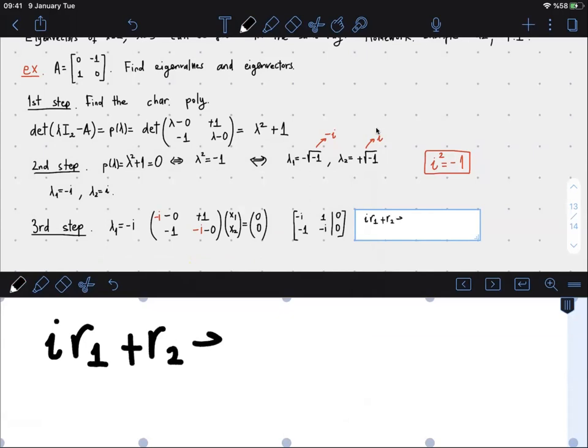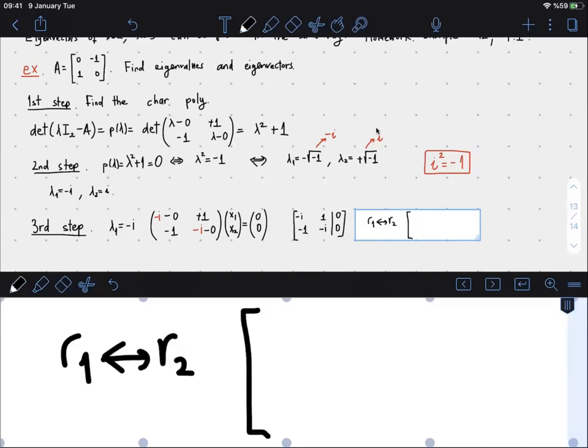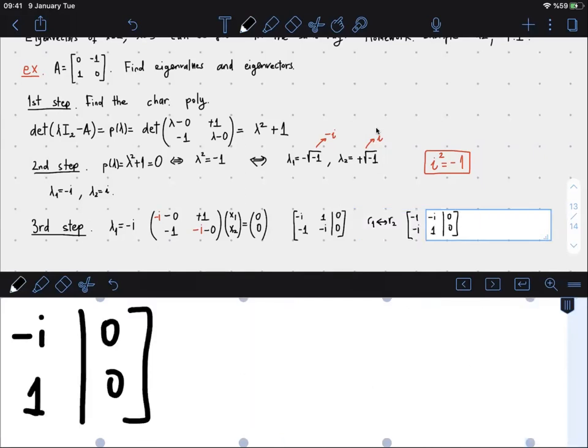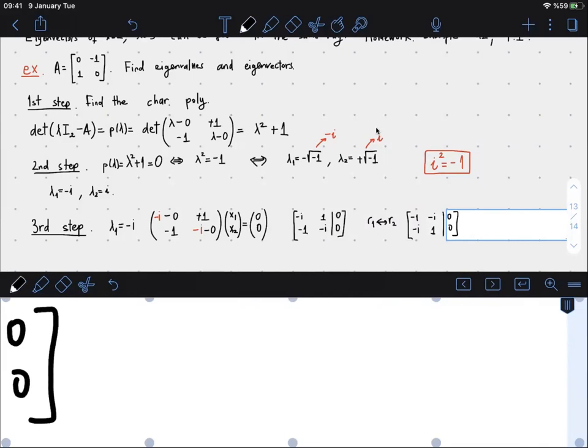What does this give me? Maybe I should first swap the rows. That's better. Let's first swap row 1 and row 2. If we do that, we get -1, minus I, 0, and minus I, 1, 0. Now, minus I times row 1 plus row 2 to row 2, then what do we get?